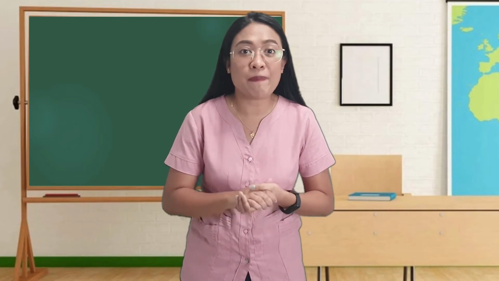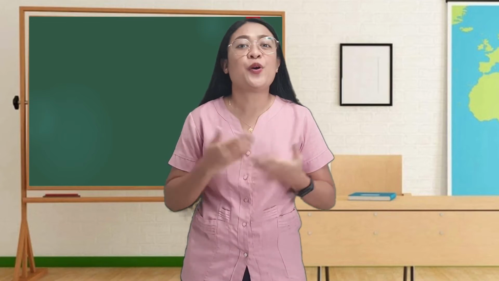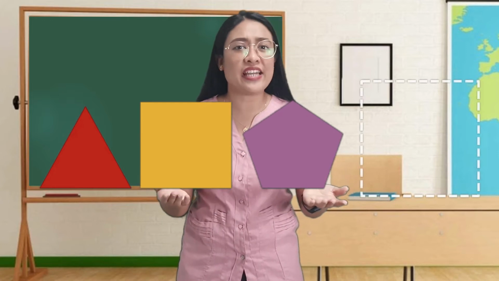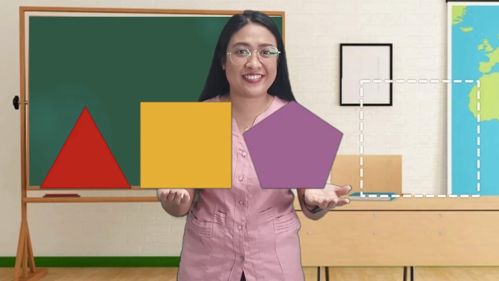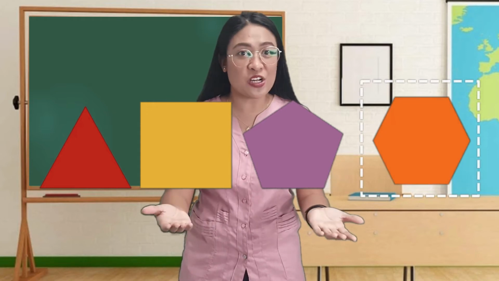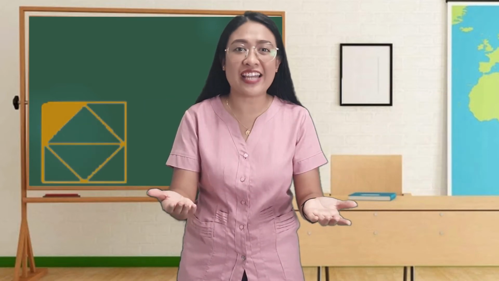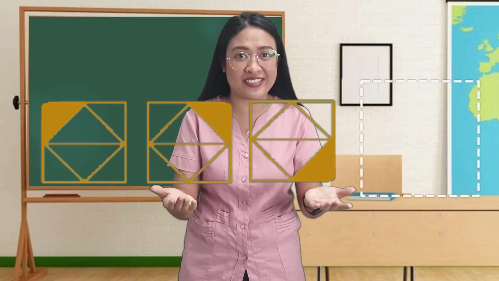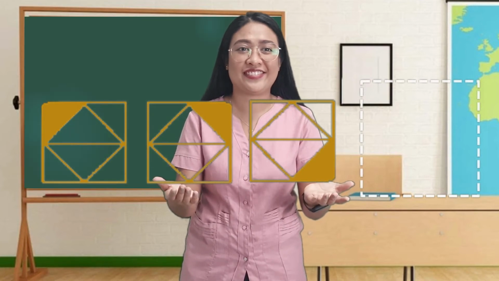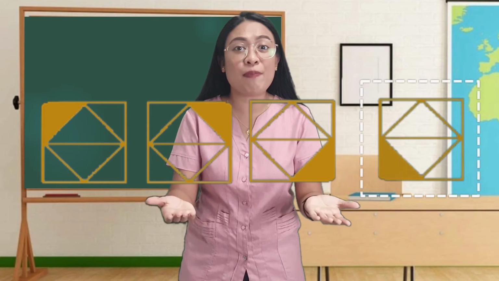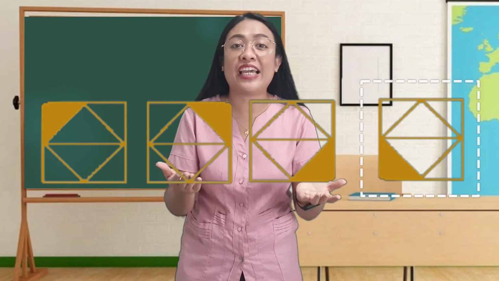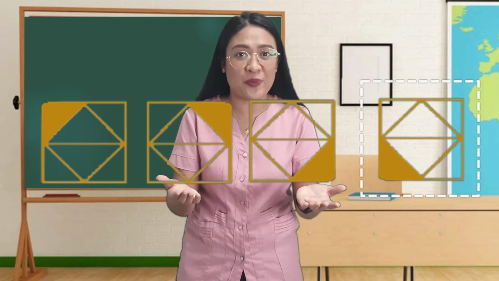Now, let's proceed with patterns in objects. Draw the next object in the picture pattern. We have a triangle, a square, and a pentagon. What is the next object? Very good! The next object is hexagon. How about the next one? What is the picture pattern? Very good! The shaded part of the image is now at the lower left bottom because the image is rotated in clockwise direction.